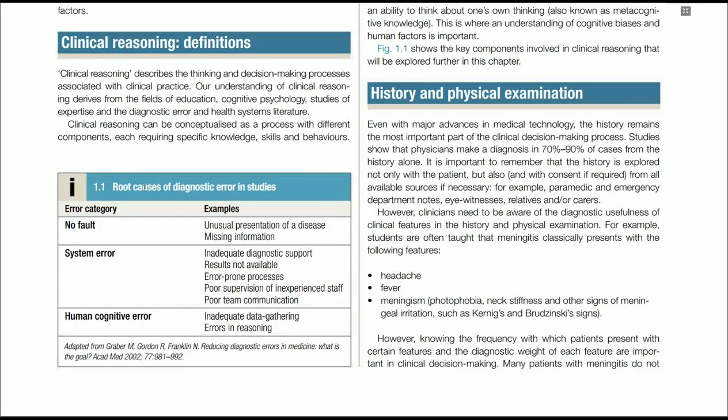Box 1.1 Root causes of diagnostic error in studies. No fault. Examples: unusual presentation of a disease, missing information. System error: inadequate diagnostic support, results not available, error prone processes, poor supervision of inexperienced staff, poor team communication. Human cognitive error: inadequate data gathering, errors in reasoning.